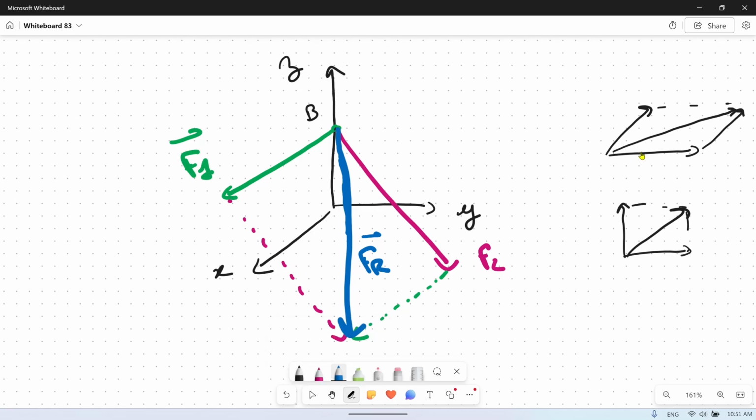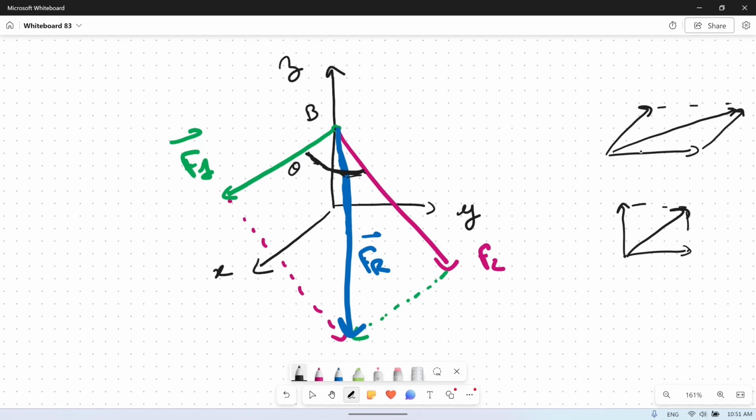Now, for drawing the direction of FR, in your question there are 4 angles that you need to find. You need to find the angle between F1 and F2, or FAB and FBC. This is this one. This is the angle that you need to find between F1 and F2. I call this one theta.